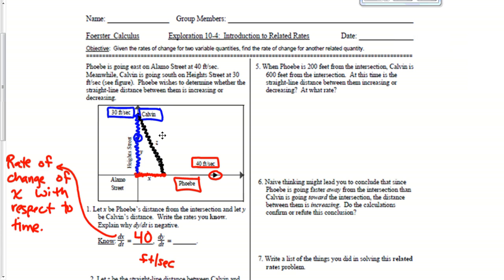Next one we have is dy/dt. Now dy/dt is the rate of change of Calvin's distance over time, and we have his speed, and his speed was 30 feet per second. However, we have a little hint right here. Explain why dy/dt is negative. And why is dy/dt negative? Well, Calvin is traveling south, which means this distance is getting smaller and smaller and smaller. So his rate of change is actually negative because as he moves closer to the intersection, the distance he is away is getting smaller.